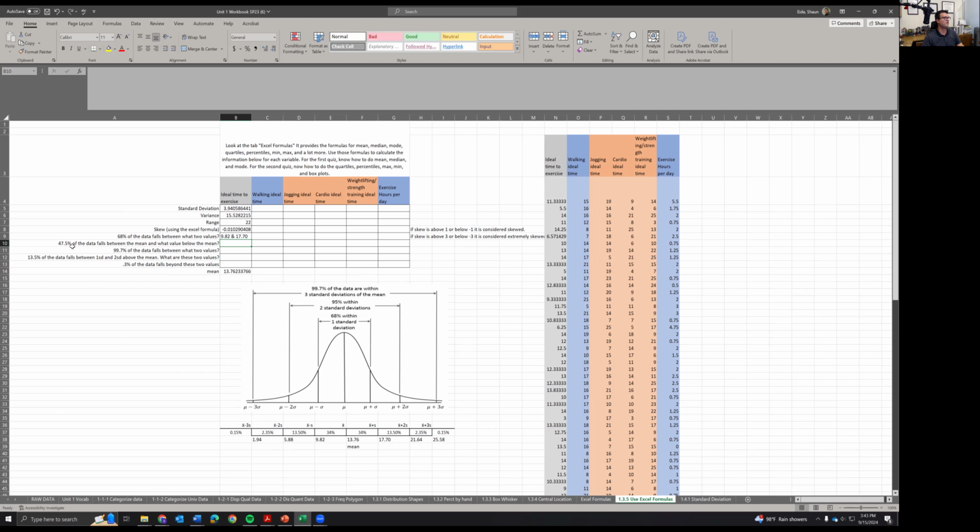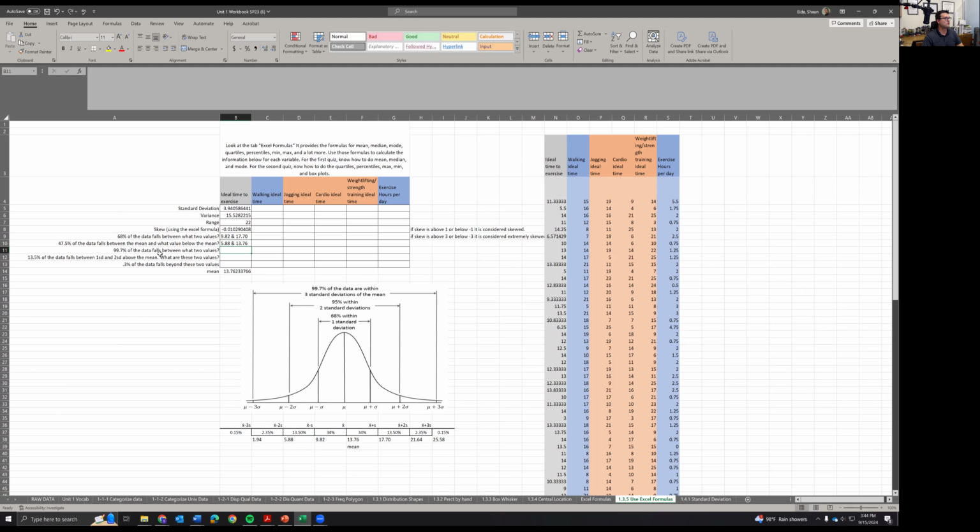And then 47.5% of the data falls between the mean and what value below the mean. So what is 34? Right here, you've got 34 plus 13.5. That right there is 47.5. So 47.5% of the data falls between the mean and two standard deviations below the mean. So it's going to be 5.88 and 13.76. There we go. Or you could have just put 5.88.